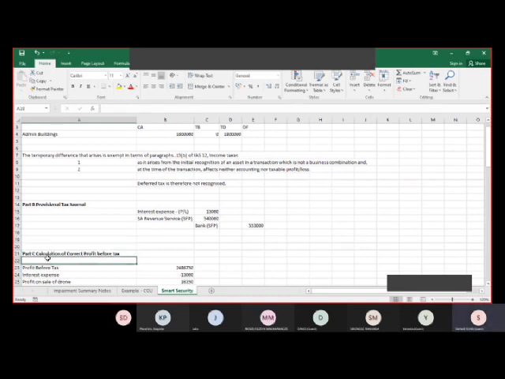Part C, they wanted you to calculate the correct profit before tax. So what I've done, I took the profit up there, the one they've given to us. How much was it? It was 2.4 million. I just need to go to that profit. 2,486,750. I took that profit.